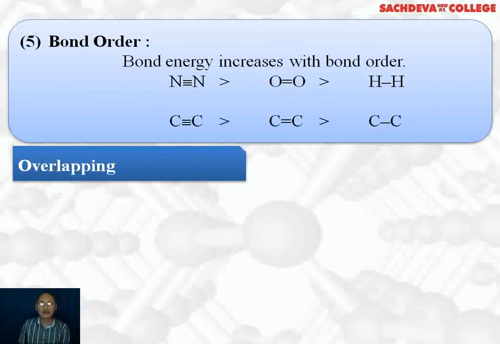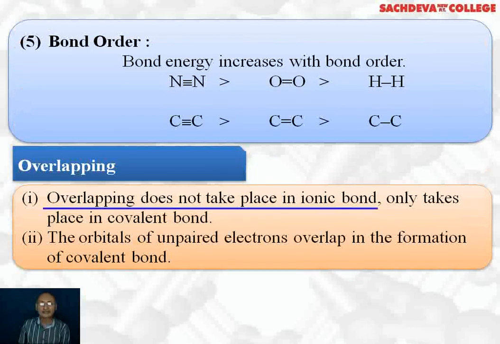Now, what is meant by overlapping? Overlapping does not take place in ionic bond because in ionic bond there is a complete transfer of electron from one atom to another. But in covalent bond, not only sharing takes place, but overlapping of atomic orbitals also takes place.